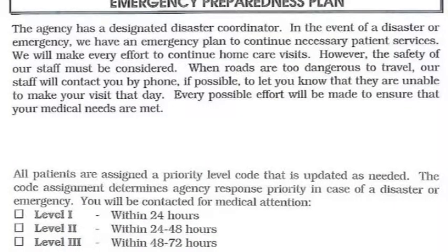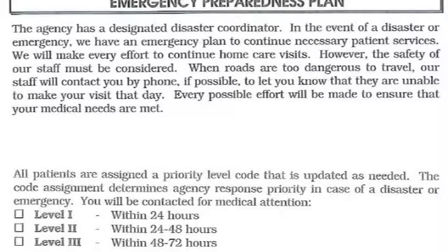This section of the book goes over emergency preparedness plan. And what that means is, in the event of a natural or environmental disaster, that we as an agency have a plan in place for you. We're going to make every effort to continue our home care visits. However, sometimes it's just not safe for our staff to do that. If that would happen, we would call you and let you know that the staff would be unable to make a visit that day, and then they would get out to see you as soon as it was safe to do so. But every possible effort will be made to make sure that your medical needs are met.